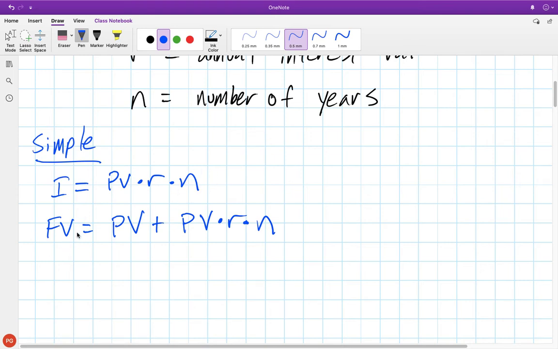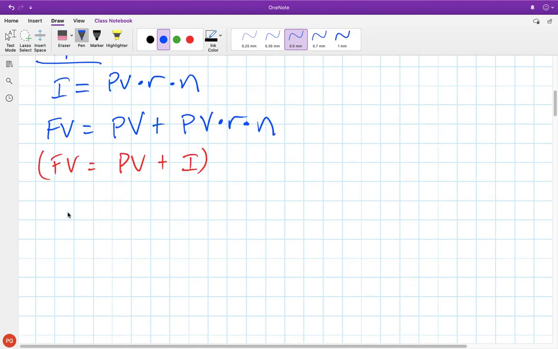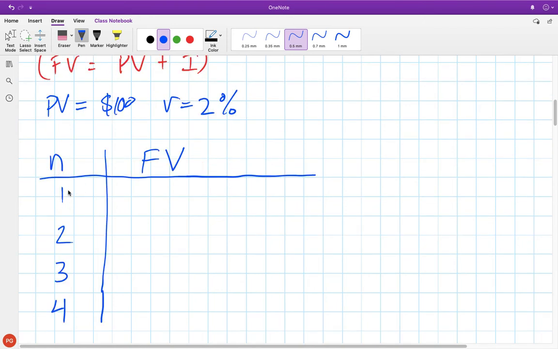If we wanted to get the future value, which is the total, we would just have to add in our principal again. If you remember, our equation was that future value is equal to principal value plus interest. So that's where this second equation is coming from. So let's do a calculation. Principal value equal to $100 and our rate equal to 2% annually. So let's do our calculation for 1, 2, 3, and 4 years using our equation.